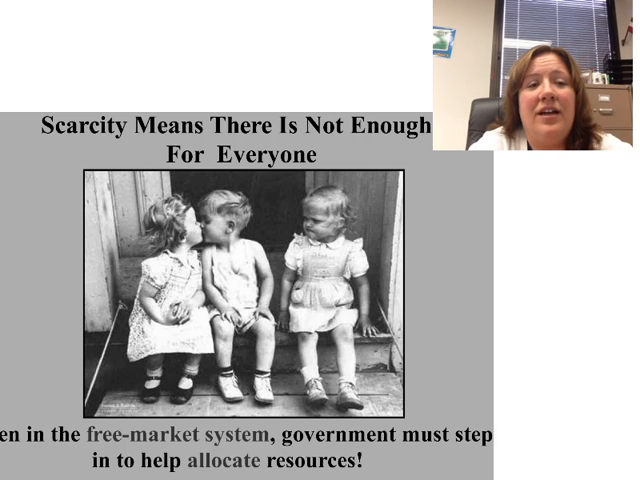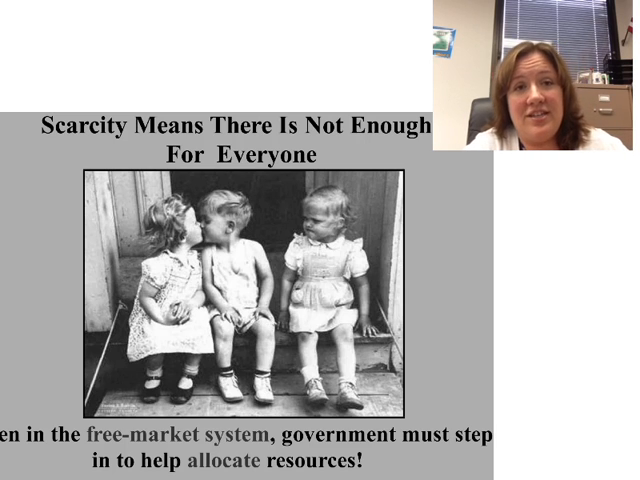Even in our system, the best type of system in the world, what we call a free market system, allocation has to occur. The government has to step in. Now, the question is, how much? That's the ever-present dilemma when it comes to politics and economics.